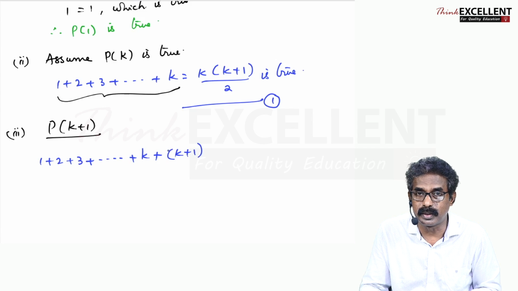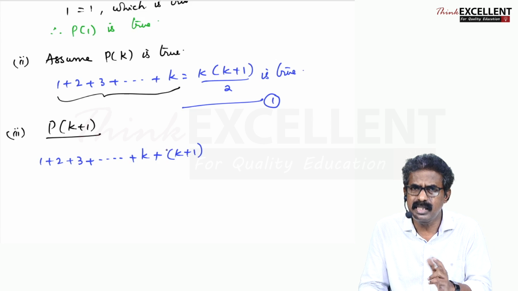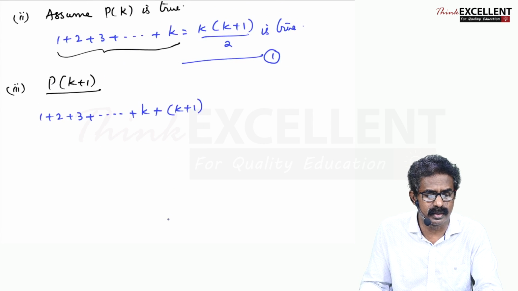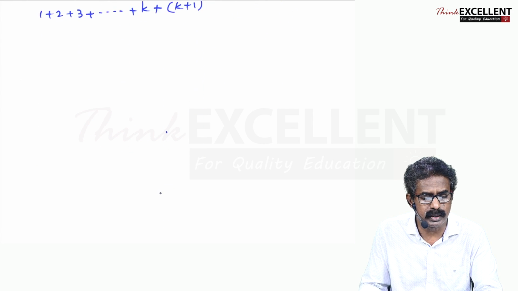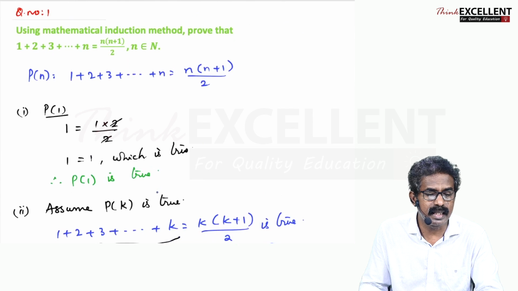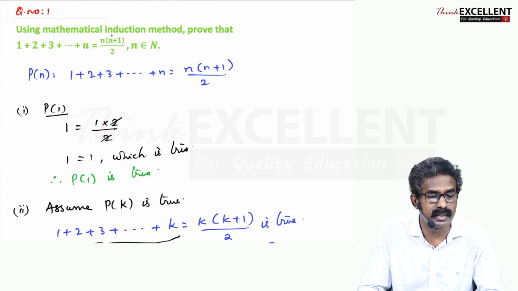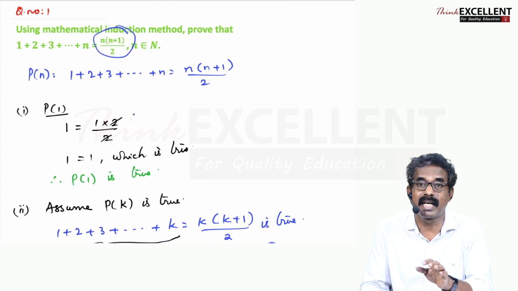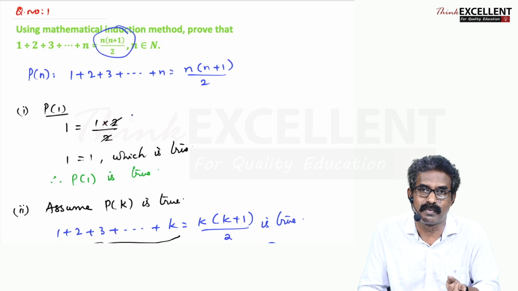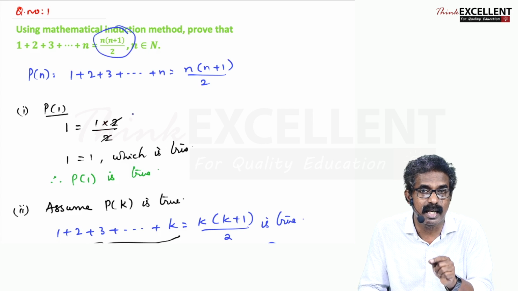And you have to prove it. So don't simply write the answer. What answer are you supposed to get? I'll give a hint for that. Wherever n comes in the answer, you have to get k plus 1.